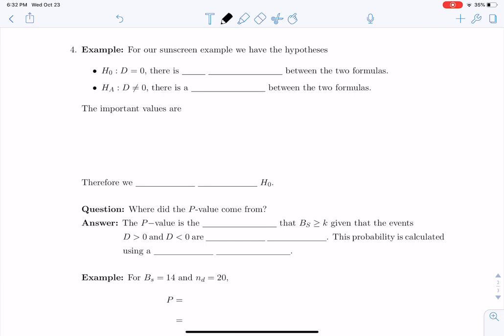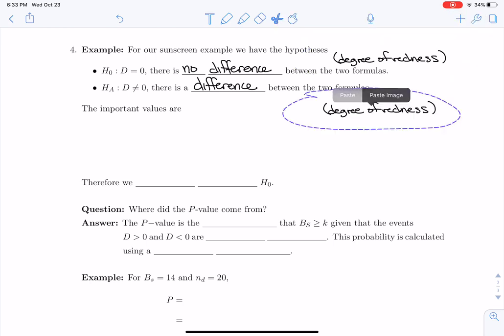So for our sunscreen example, we're going to have two hypotheses. There's no difference between the two formulas, and there is a difference between the two formulas. Instead of the two formulas, you could also say there's no difference between the degree of redness, or you could say that there is a difference for the degree of redness.